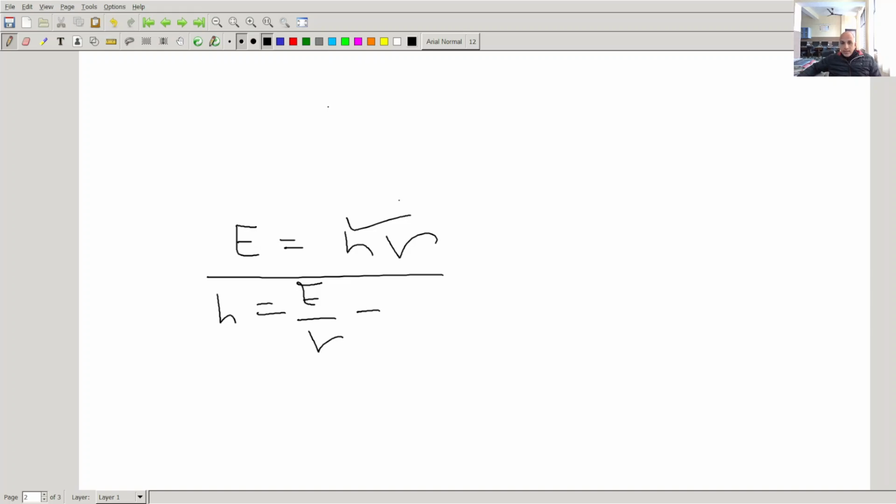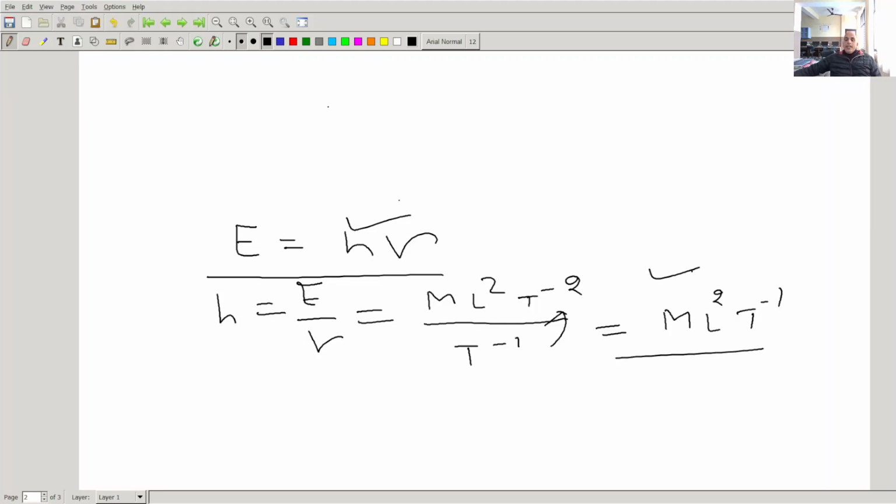As far as energy is concerned, we know the dimension formula of energy is M L squared T to the power minus 2, right? Divided by the dimension formula for frequency, which is per second. Per second means time inverse, so T to the power minus 1. If you take that in the numerator, you will get M L squared T to the power minus 1. So this is the dimension formula for Planck's constant, and it is the dimension formula of angular momentum L. Clear? I have told you that Planck's constant has the dimension formula of angular momentum, right?